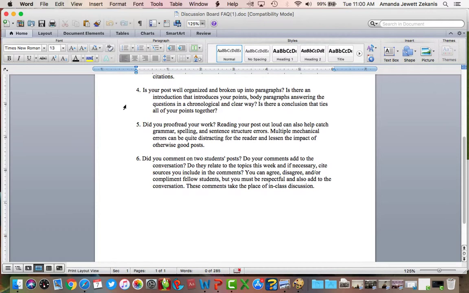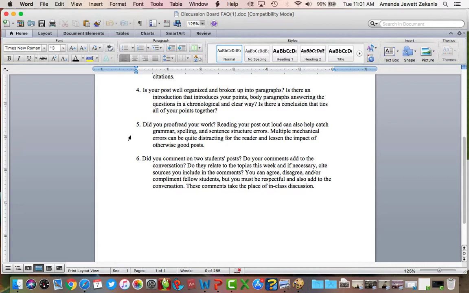Is your post organized and broken up into paragraphs? I have gotten so many discussion boards that are blobs. Very difficult to read, very unorganized, points kind of get jumbled, so make sure you have an introduction. You have body paragraphs. You are going chronologically, right? In history, we're going chronologically. Don't go from 1780 to 1650. That is not going to work. That's going to be confusing for everyone. Do you have a conclusion?